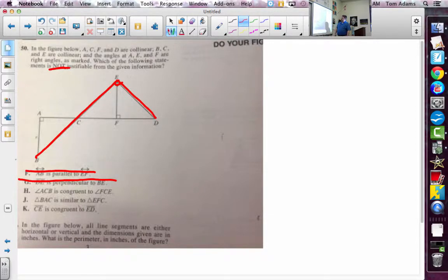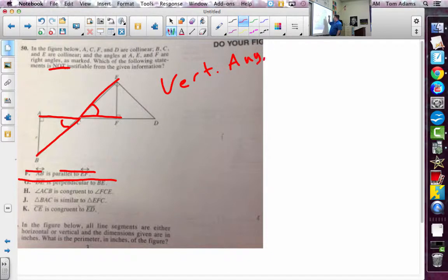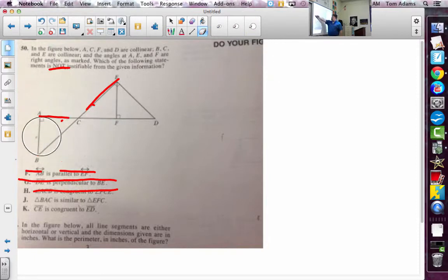Angle ACB is congruent to FCE. All right, so this might be different. Angle ACB is congruent to FCE. Are those congruent? Yes, they're vertical angles, and we know that vertical angles are congruent, right? So that one's justifiable. Remember, we're looking for things that aren't justifiable.